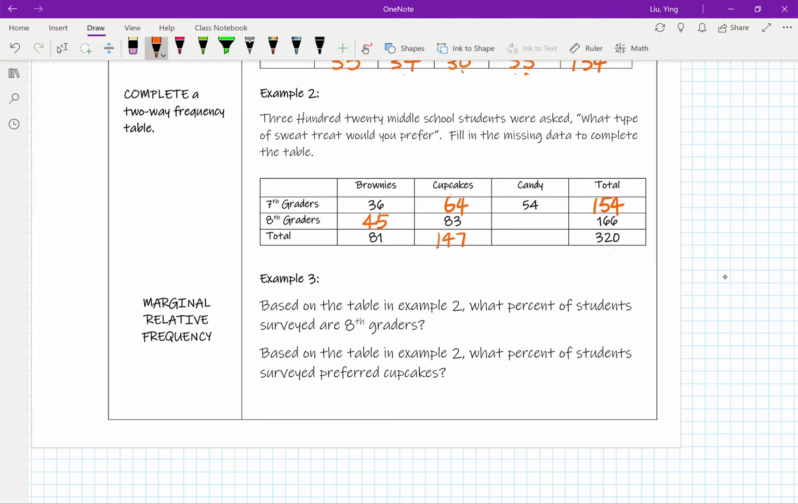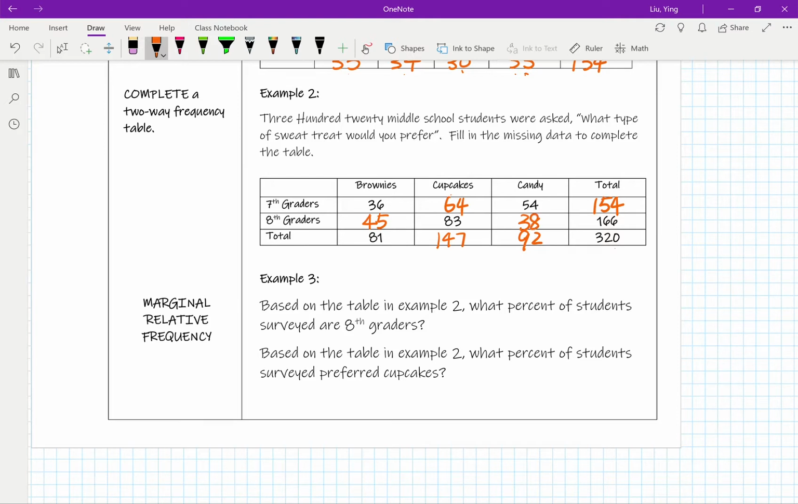Okay. And for here, I don't really have enough information to figure out both of them yet. But again, we can look at it this way. If I subtract the 81 and 147 from this big number, then I can get this blank. So 320 minus 81 minus 147 would give us 92. Now that I have 92 as my total for people who prefer candy, I can do 92 minus 54, and I'm going to get 38. So now I've completed my table.